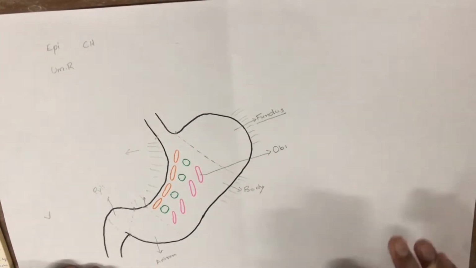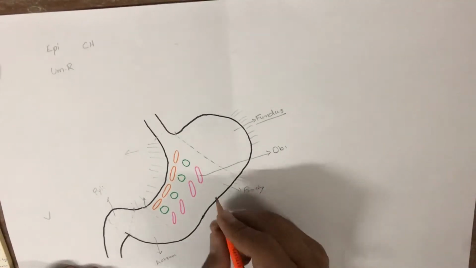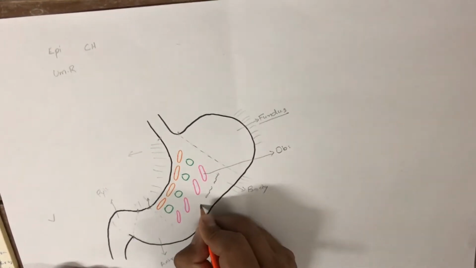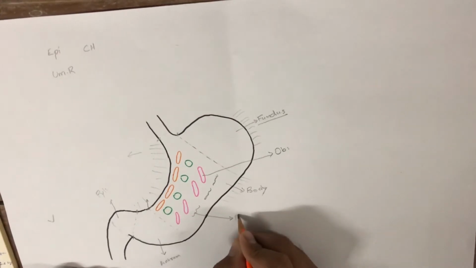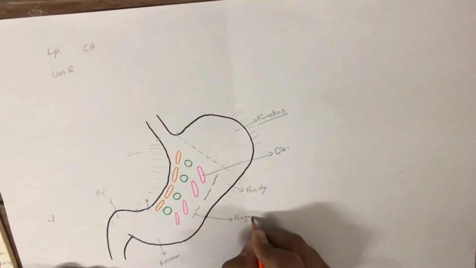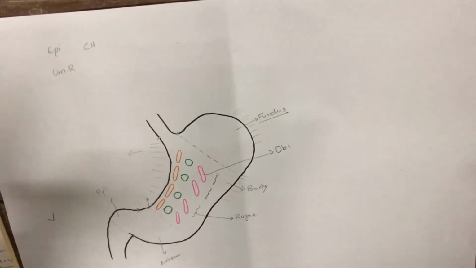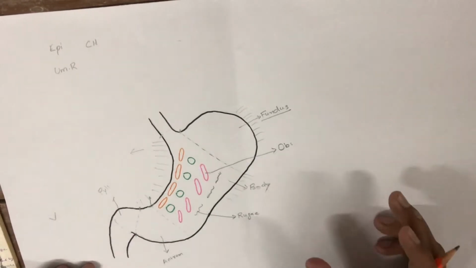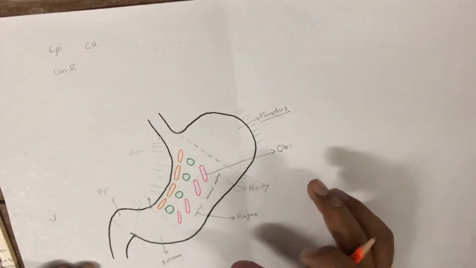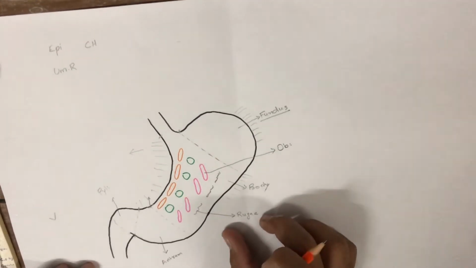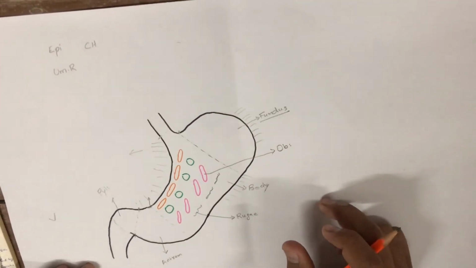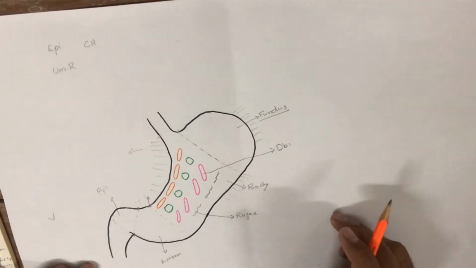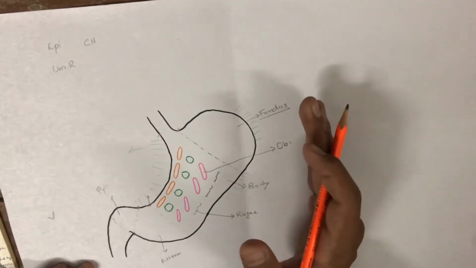Now, the mucous membrane of the stomach has folds. The longitudinal folds in the stomach are present here, which are called rugae. And when the stomach is dilated with food, these rugae vanish. It means that in a dilated stomach we can't see the rugae. But if the stomach is not dilated with food, we can see the rugae.